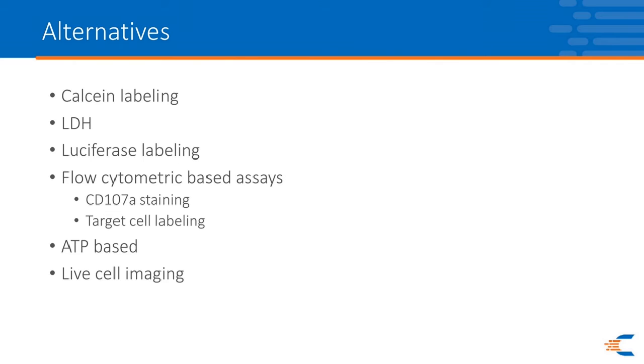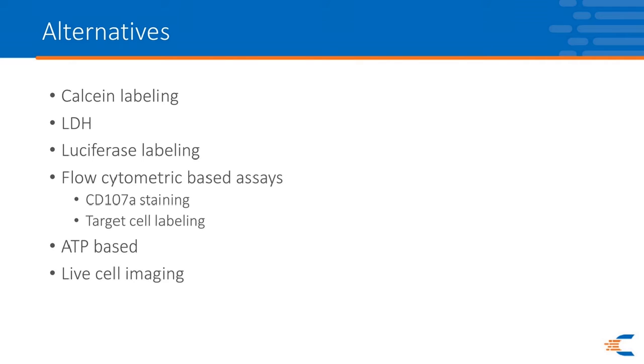LDH is lactate dehydrogenase. This is an enzyme that's contained within cells, and there are kits on the market to measure the release of this. Now, since it's naturally present in all cells, death of your effector cells can affect the readout of this label. So that's a problem. When you measure the LDH, are you measuring the death of the tumor cell, or are you measuring some death in the effector cell that's been added?